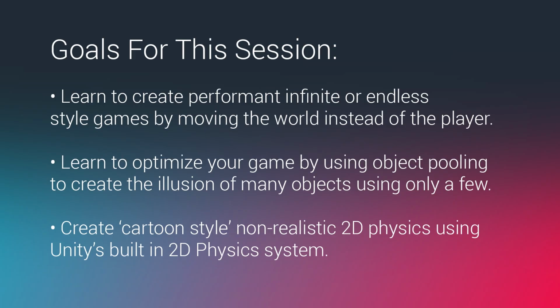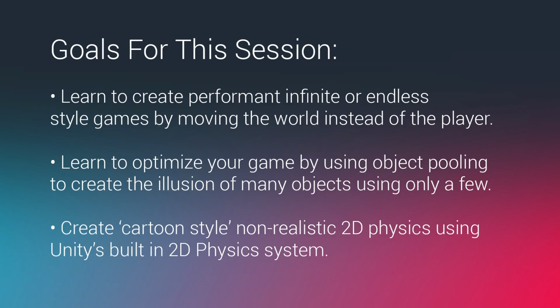We're also going to learn how to optimize your game using object pooling. So we're going to have columns that we're going to be flying past in this game. And instead of spawning hundreds of columns to create an endless level for the player to fly through, we're just going to have five columns that we're going to recycle once they've passed out of view of the camera. That's also going to help us in terms of performance.